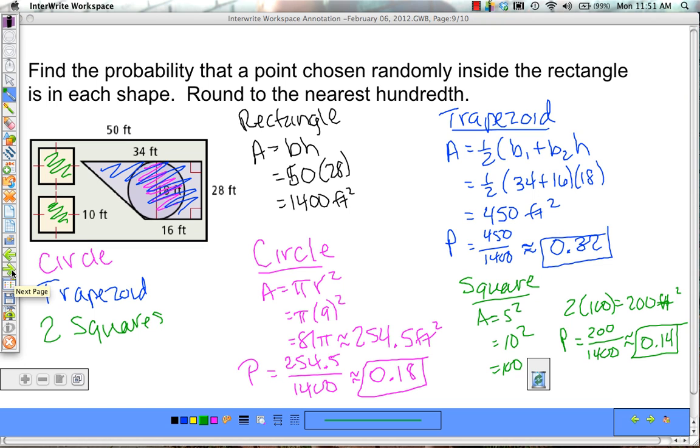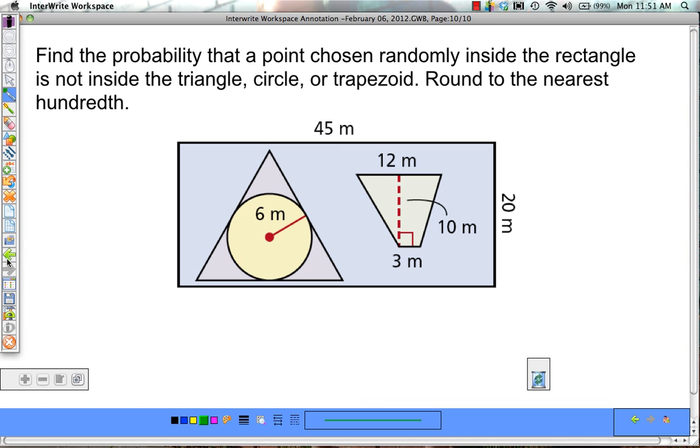This last slide on here is what you're going to do to have ready for class. Find the probability that a point chosen randomly inside the rectangle is not inside the triangle, is not inside the circle, or is not inside the trapezoid. Remember that the word not means you need to find the probability of it being in the circle, or being in the triangle, or being in the trapezoid, and subtract each one from 1. It says round to the nearest hundredth.